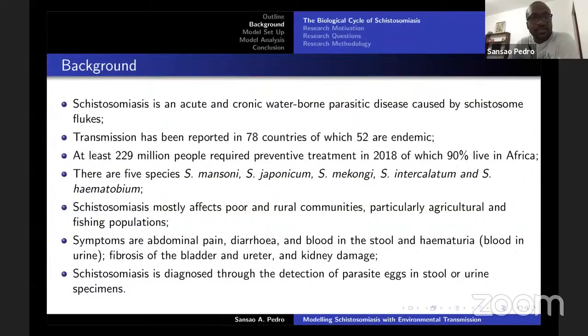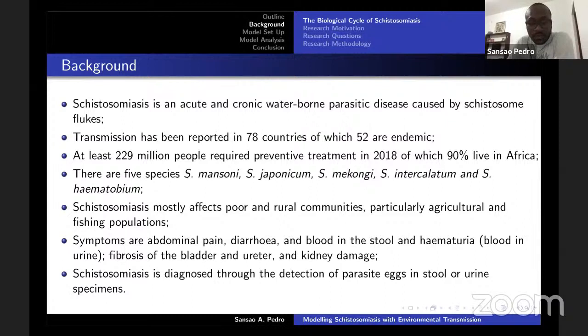Schistosomiasis is an acute and chronic waterborne parasitic disease caused by schistosome flatworms. Transmission of this disease has been reported currently in about 78 countries, of which 52 are endemic, most of them in sub-Saharan Africa. By 2018, the estimate of need of preventive treatment was around 229 million people, of which 90% live in Africa, in this case sub-Saharan Africa.